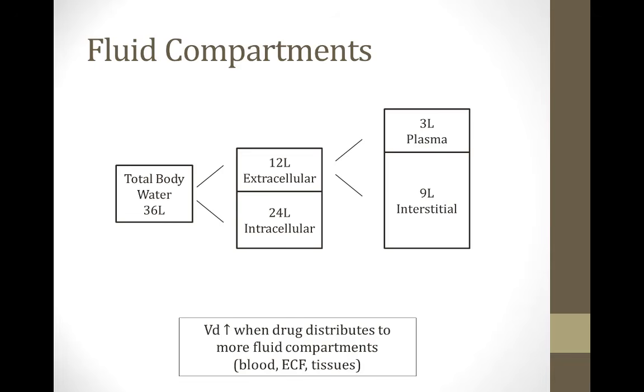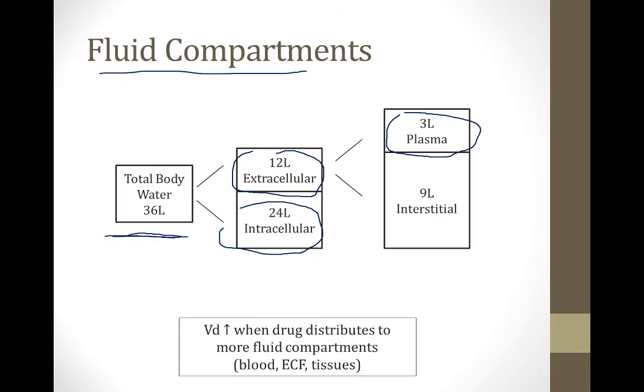The volume of distribution tells us something about which fluid compartments in the body a drug likes to distribute to. So recall from the modules on renal physiology that I said about 60% of our body weight is water. So for a 60 kilogram person, that's about 36 liters of water. Now that's split up 1/3, 2/3, such that 1/3 of that volume is extracellular and 2/3 is intracellular. For that extracellular fluid volume, 1/4 of it, or about 3 liters, is in the plasma, and the remainder, or about 9 liters, is interstitial.